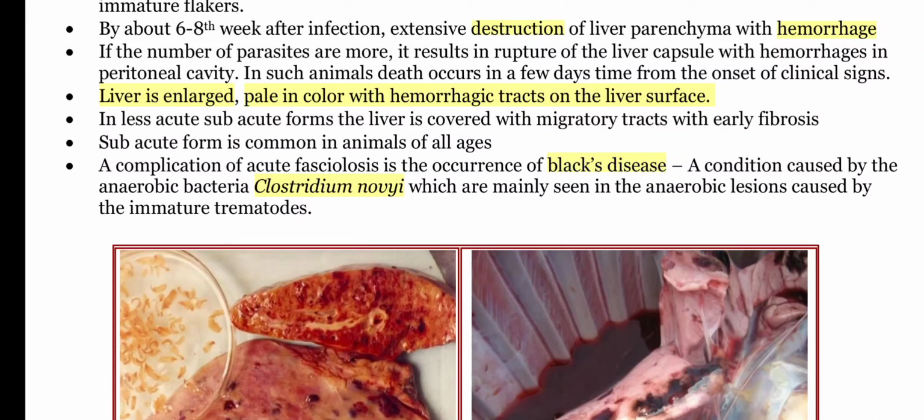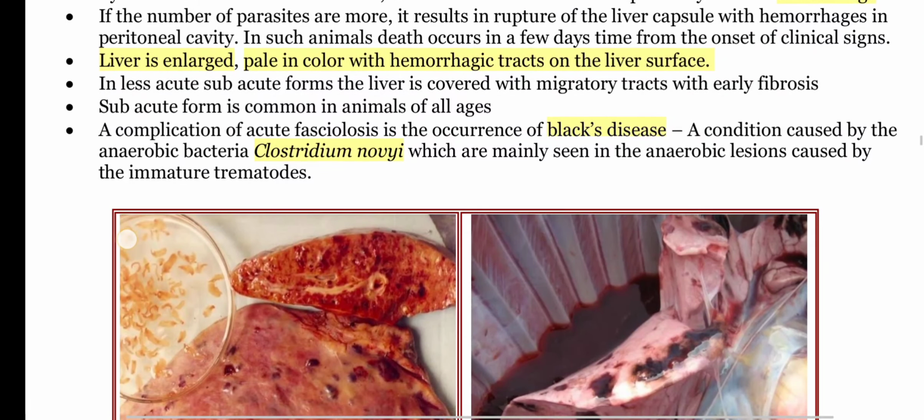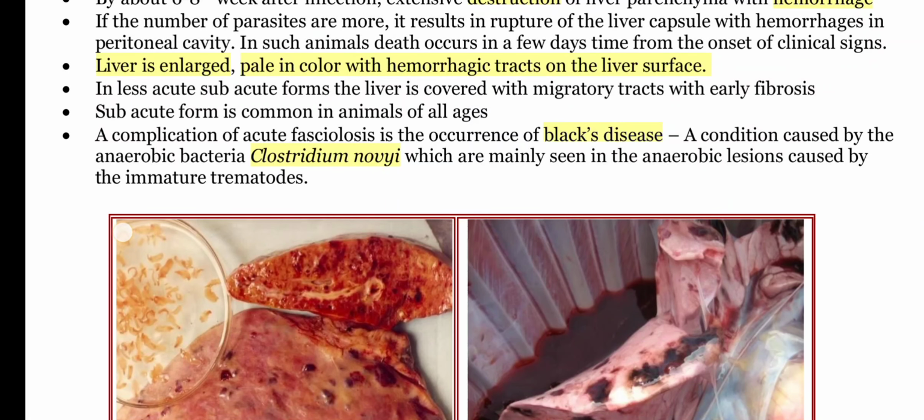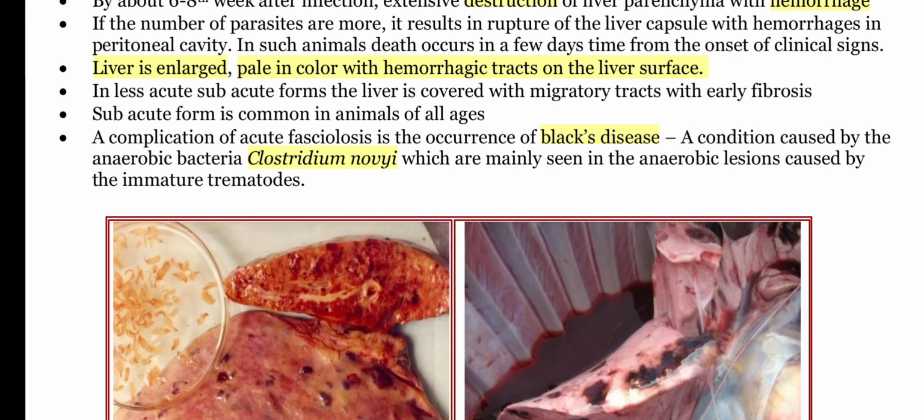The pale color is because of the loss of blood, which leads to a pale, anemic appearance, with sometimes hemorrhagic tracts on the liver surface. And one more complication of acute fasciolitis is that the cattle and buffaloes suffering from acute fasciola are more susceptible to black disease. Black disease is caused by the bacterium Clostridium novyi.